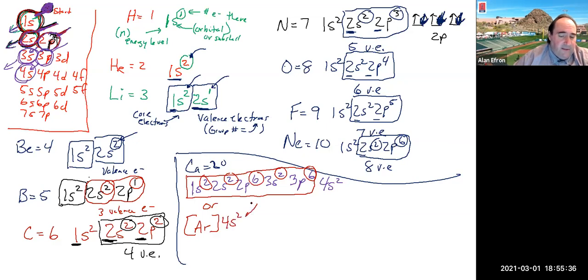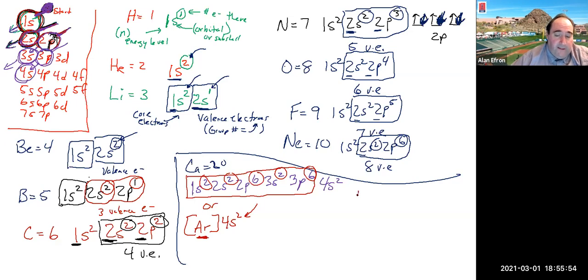And this is what is sometimes referred to as noble gas configuration, which means inside the bracket should go a noble gas, sort of a shorthand, where you put the noble gas that comes right before the element, and then you continue on with the electron configuration.